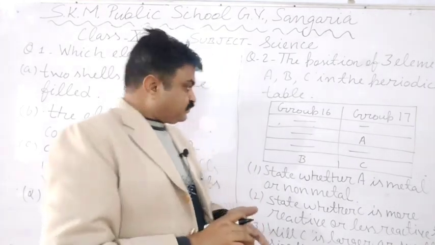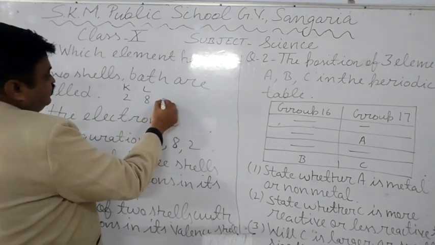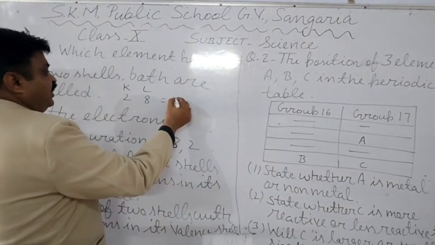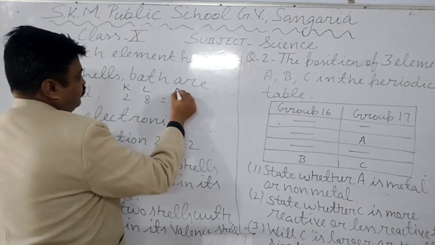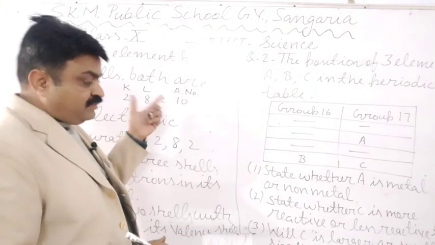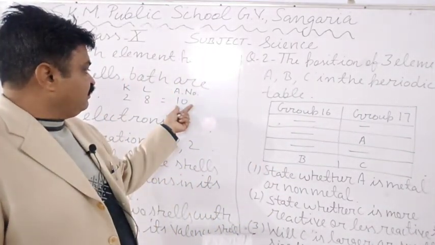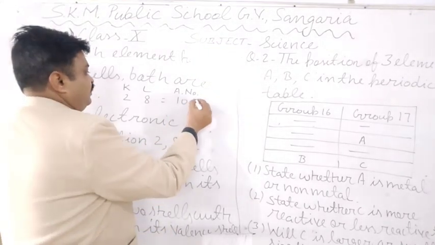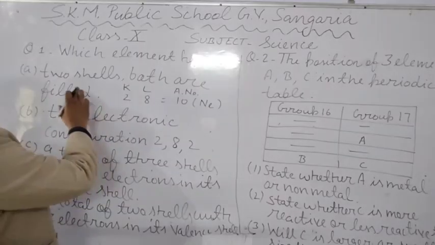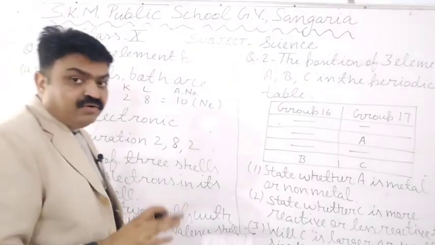So what is the element, student? It is atomic number 10. Means an atomic number 10 element may be there. And what is it? It is neon. So you write here the answer: two cells both are filled in neon.